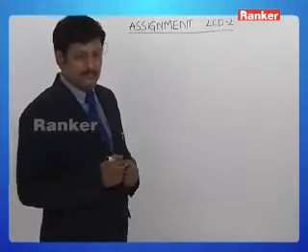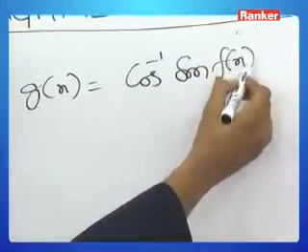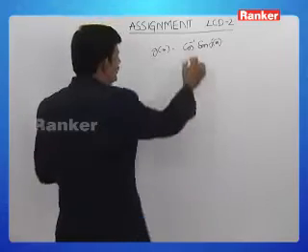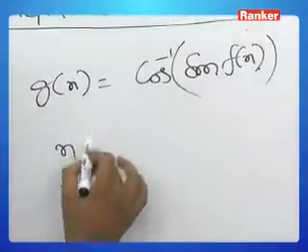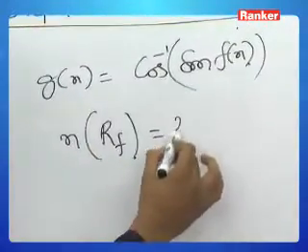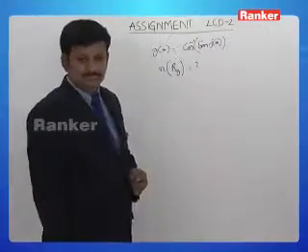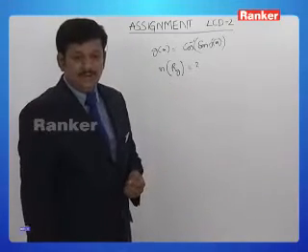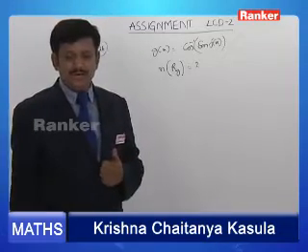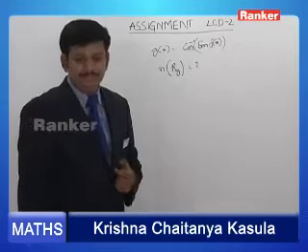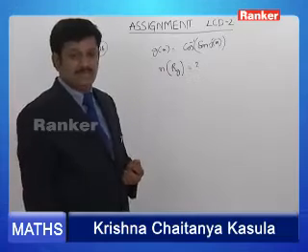g maps R to R, g of x is equal to cos inverse of sine of f of x, and it has exactly 2 points in its range set. So, the cardinality of the range of g is 2. Then we have to look at the options. Option A, f of x must be a discontinuous function. Option B, f of x may be a continuous function. So, we have to discuss the continuity of f. Option C, it is not possible to have such a function. And option D, f of x is discontinuous at finite points only.